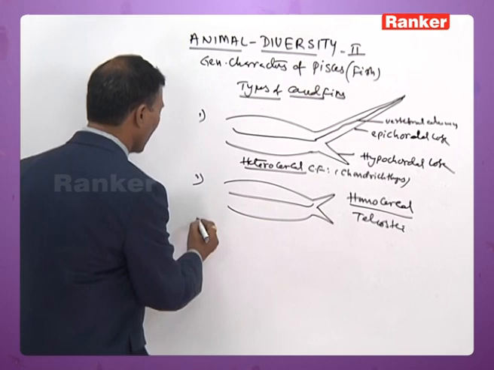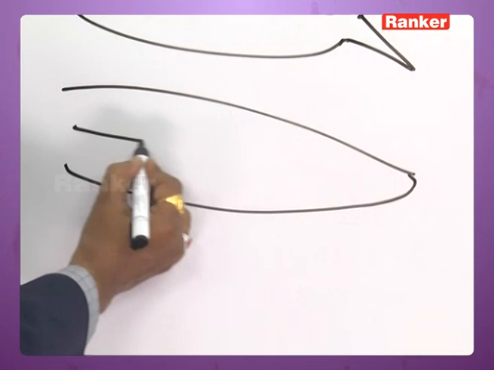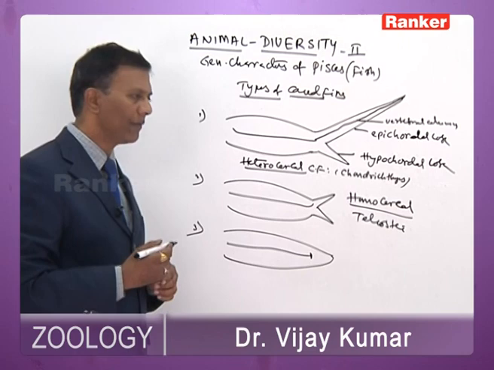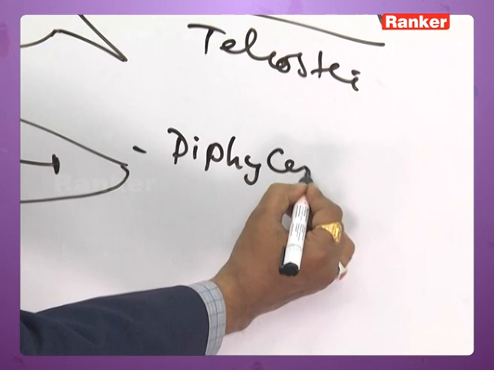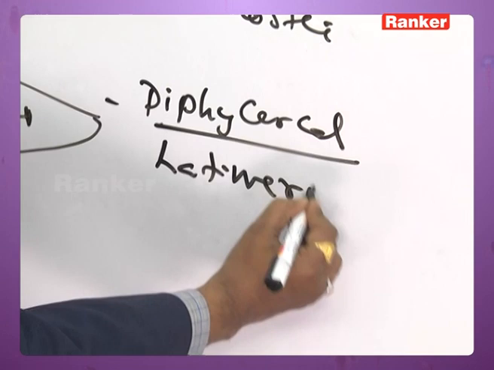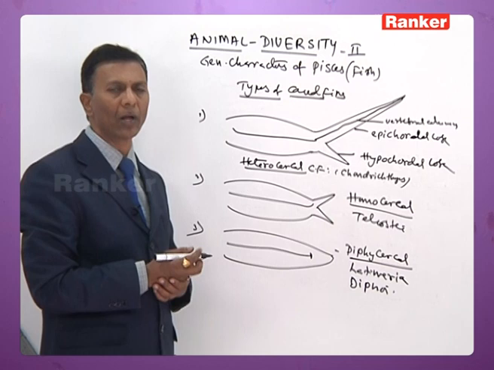The caudal fin may sometimes be lobed or non-lobed, but the vertebral column doesn't extend up to the tip; it extends only up to the caudal peduncle or base of the caudal fin. This kind of caudal fin is called diphycercal. Diphycercal caudal fin is present in Latimeria, which is referred to as the living fossil of fish, and in all dipnoi, the lungfish.